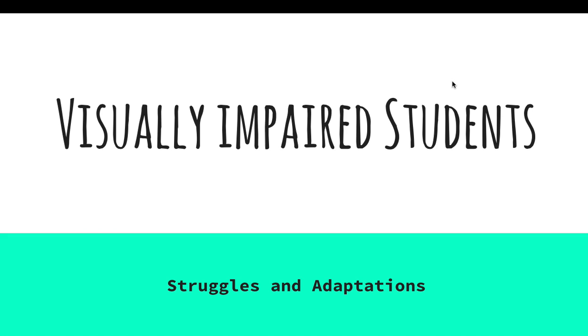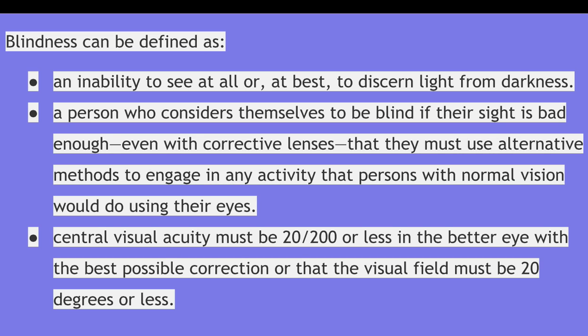Everyone, this is our PowerPoint on strategies for students with visual impairments. So a visual impairment can be defined as someone who has a problem seeing, and this can include not being able to see objects from far away or having problems reading small print.